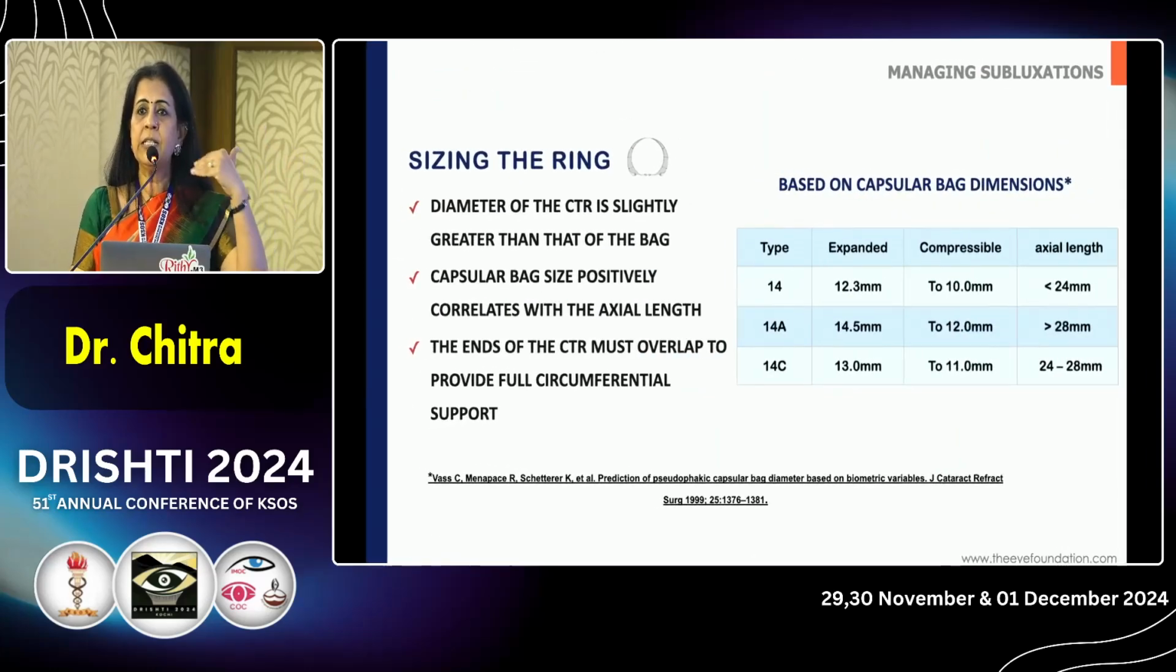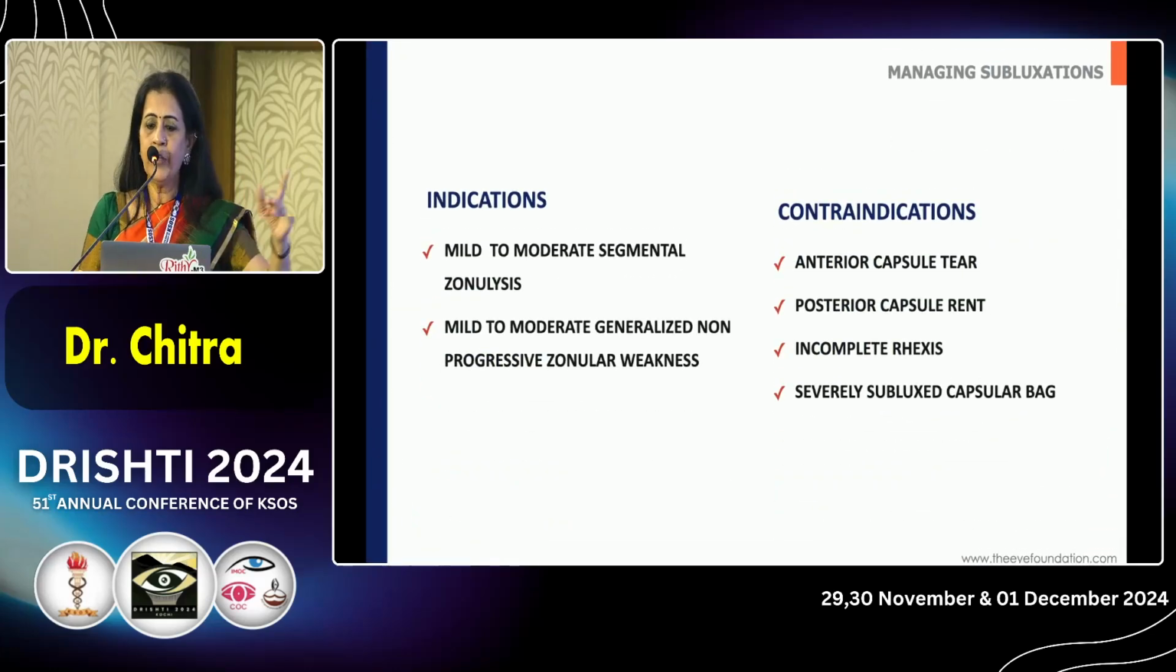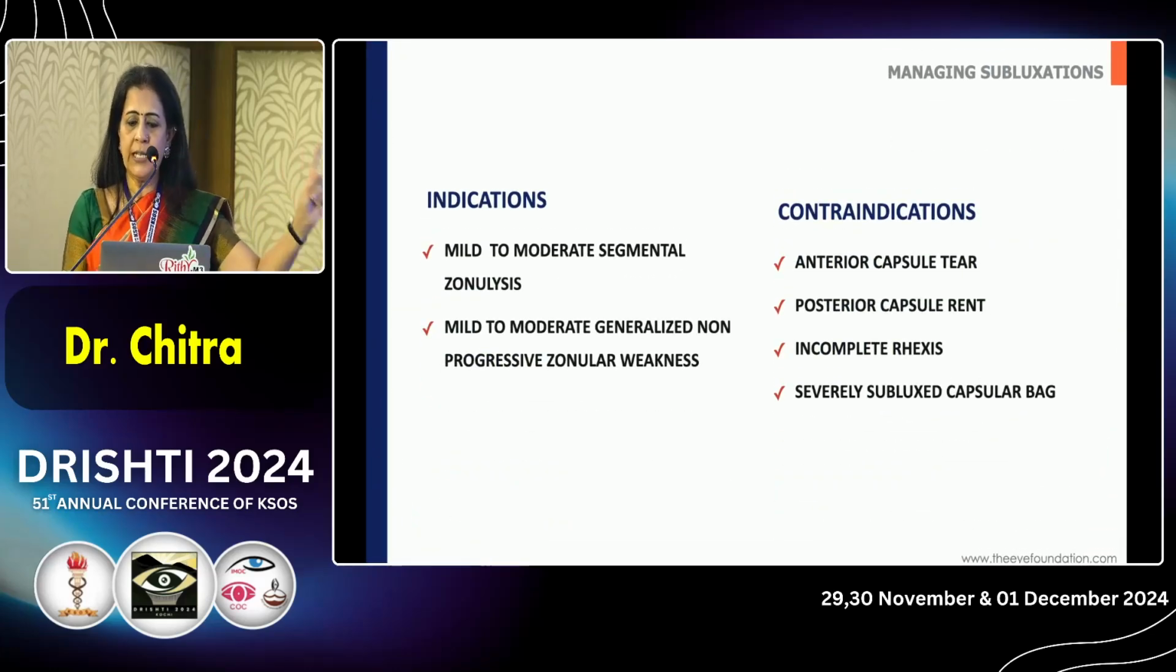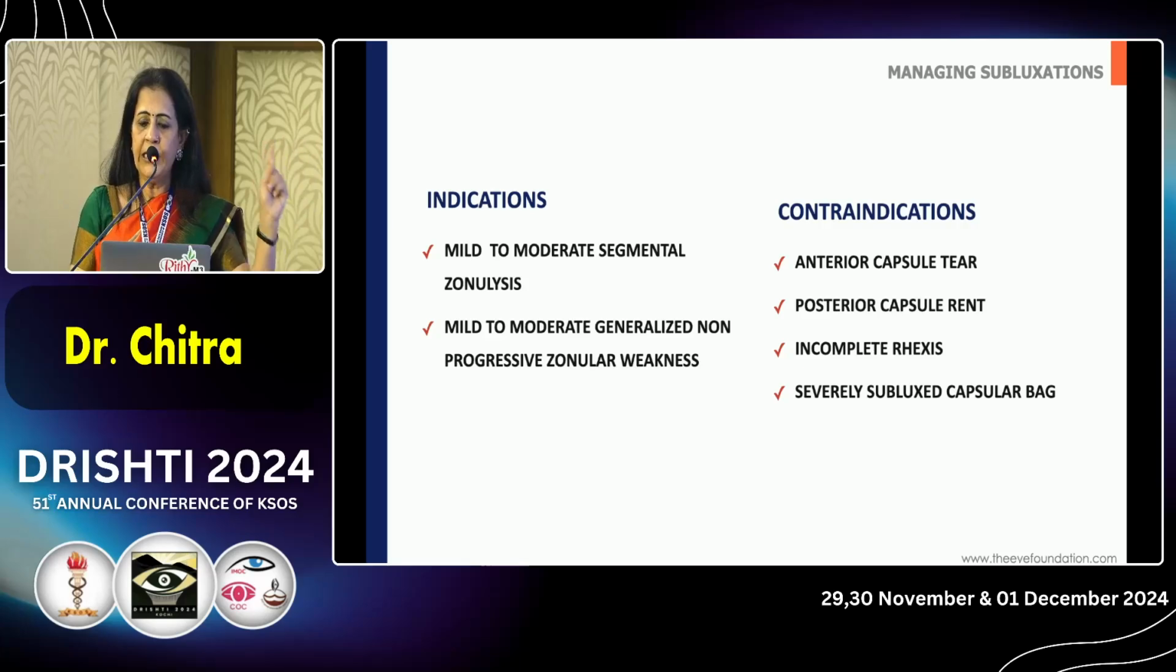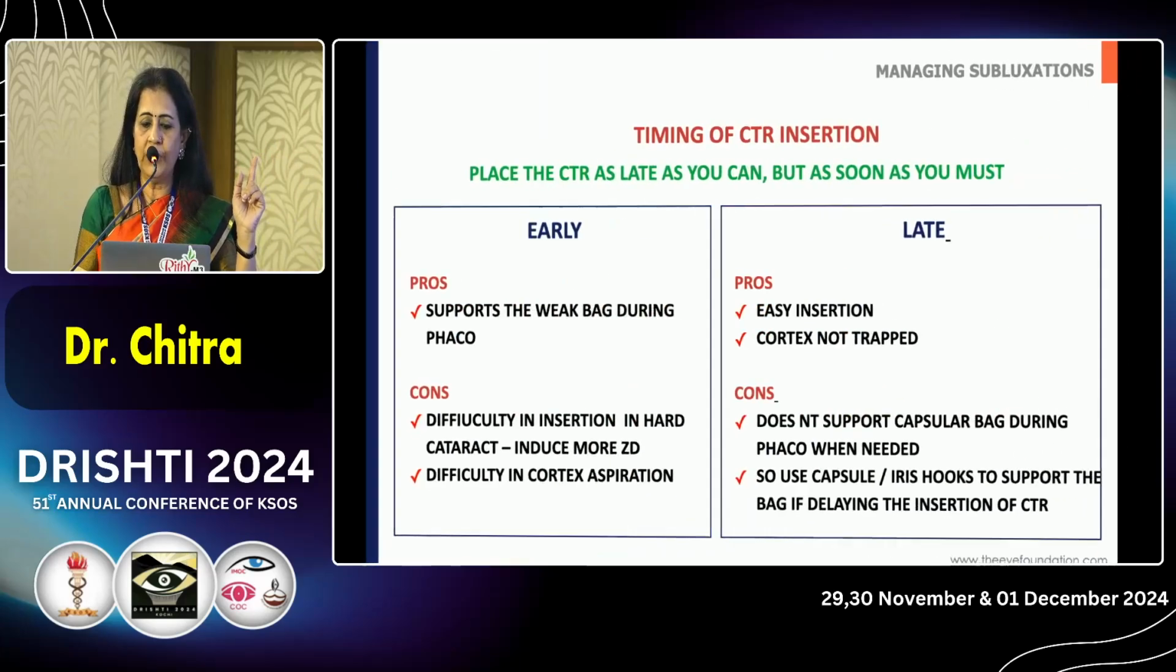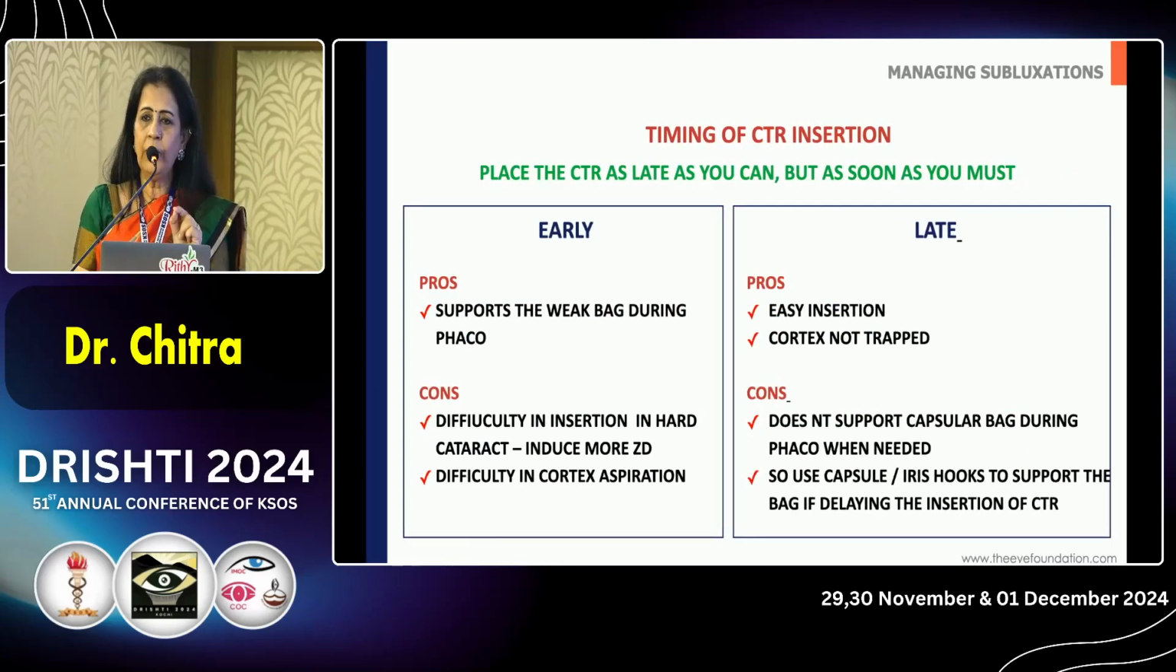Sizing of the ring is related to the axial length. The longer the axial length, the larger the ring should be. You would not place a CTR if there's an anterior capsular tear, PCR, incomplete rhexis, or if it's a severely subluxated bag. How early would you place it? You can place it early enough, but remember, in a very hard cataract, in the process of placing a CTR, you might increase the subluxation.